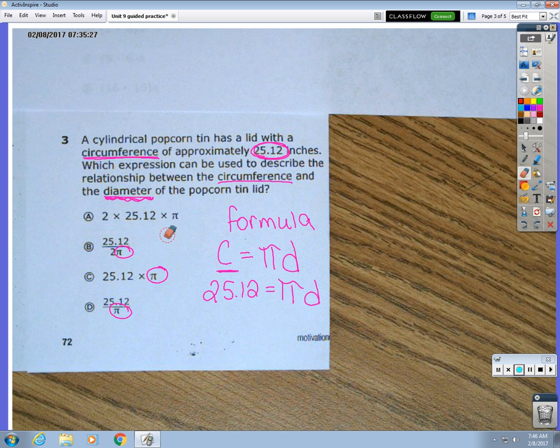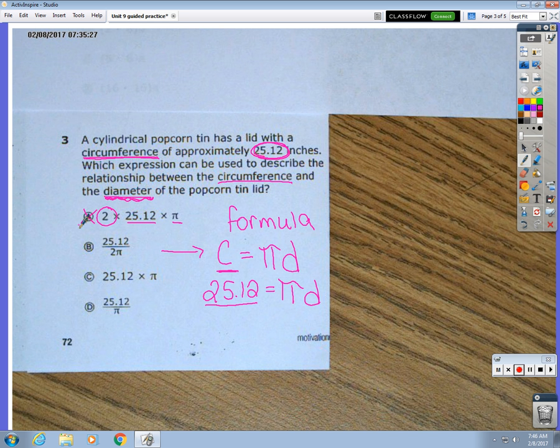All right, on answer choice A, we have 2 times 25.12 times pi. This is the circumference times pi, and then there's this random 2. If you look at our formula, we have circumference equals pi times d, and we said that circumference was 25.12 equals pi times d. So answer choice A is not going to work.